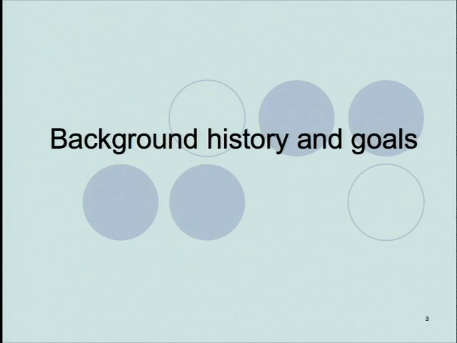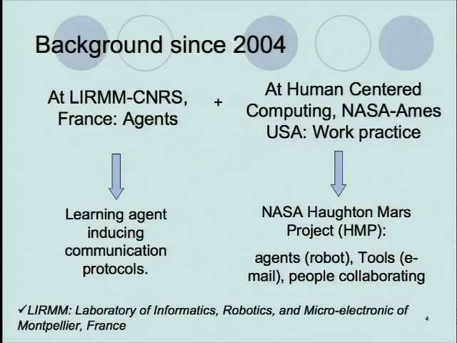The framework actually has history in two domains: agent technology and work practice. While I was a PhD student at LIRM CNRS, my PhD supervisor had the idea to conceive a learning agent that can induce communication protocols of another agent on a grid infrastructure. What we mean by communication protocol is the ability for the agent to infer a new context of communication and to know what to communicate, with whom, and when.